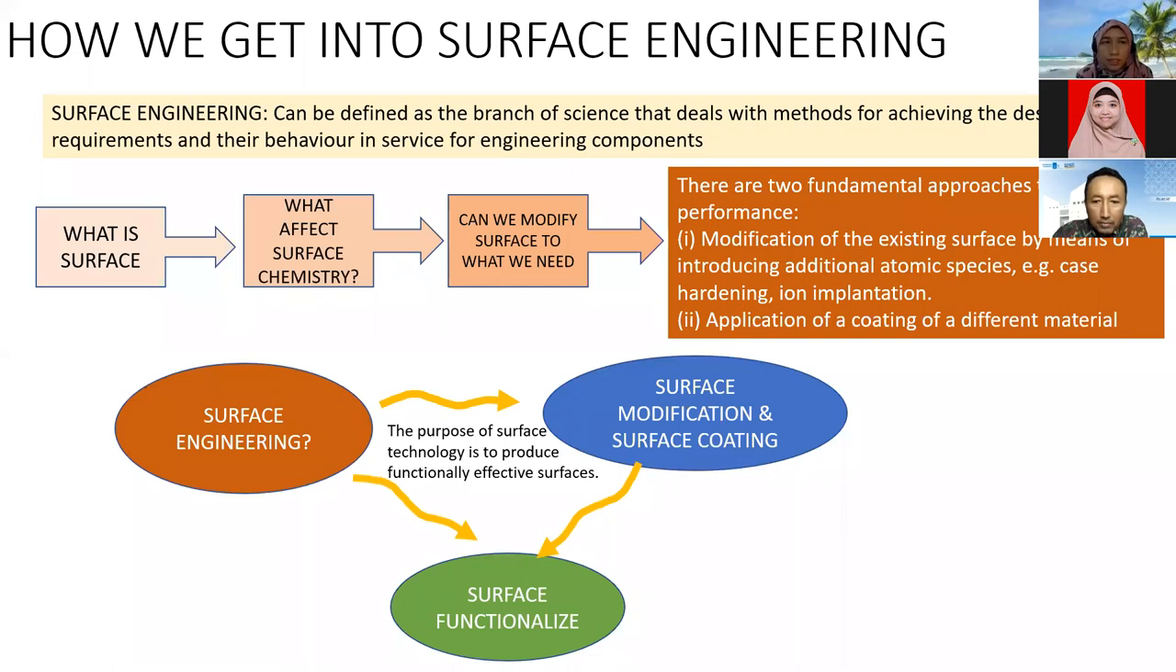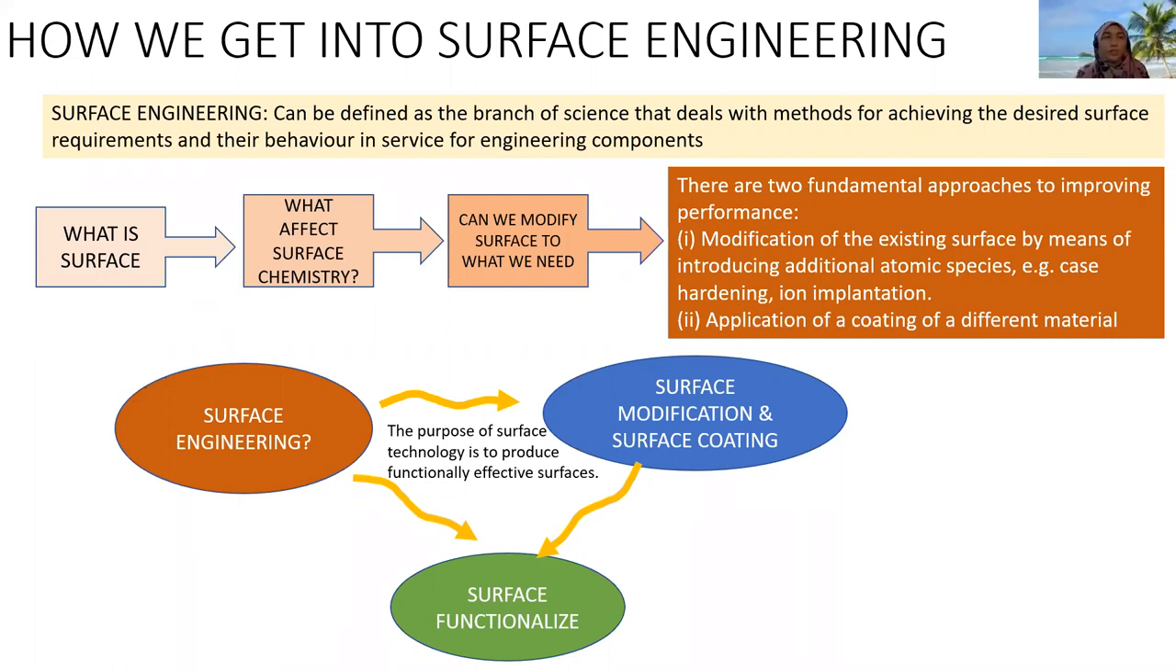I start the slide with the question: how do we get into surface engineering? I try to link the angle of thinking between chemists and engineers. So I searched and studied a little about surface engineering. Please correct me if some of you have a different angle of thinking. I define surface engineering as the branch of science that deals with methods for achieving the desired surface requirements and their behavior in service for engineering components.